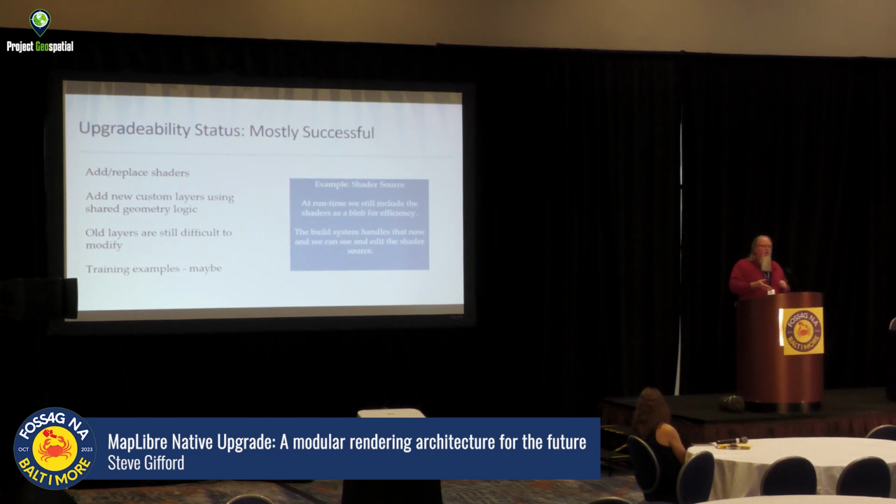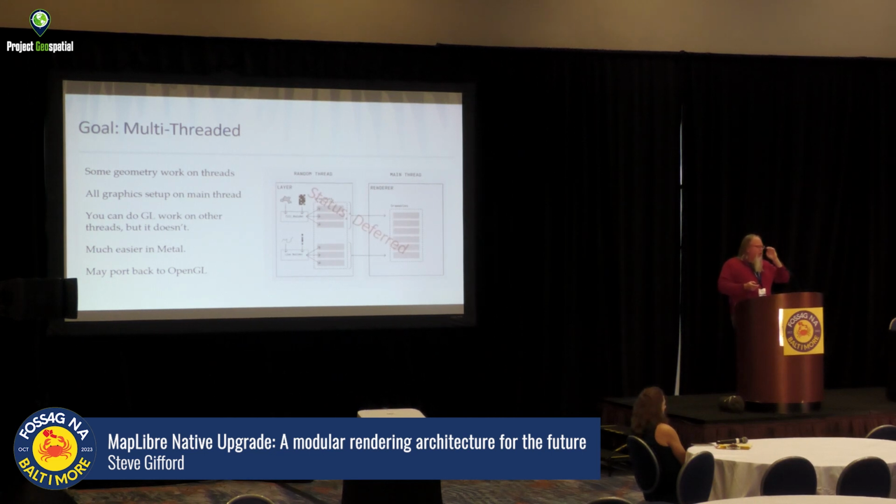So more recently, we've been working on opening that up. If you want to write a custom layer, you now can write a C++ layer, which will just draw a bunch of lines and polygons and symbols and all that other sort of stuff. And it's cross-platform, so you no longer have to write OpenGL. So that one's pretty exciting. Old layers are still a little difficult to modify. They're highly optimized, so it's difficult to break them apart. And we're maybe working on some training examples. We'll see how much time we have.